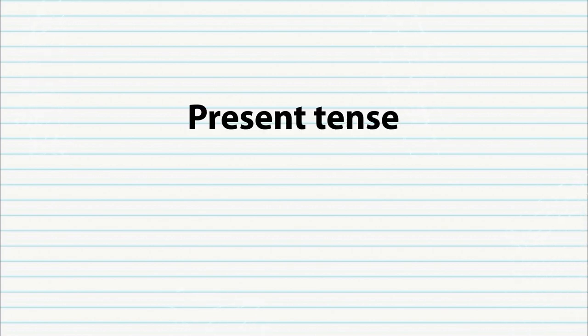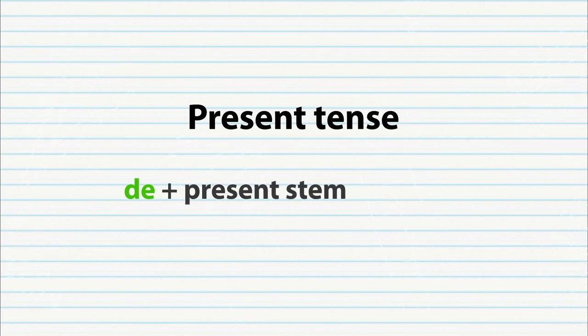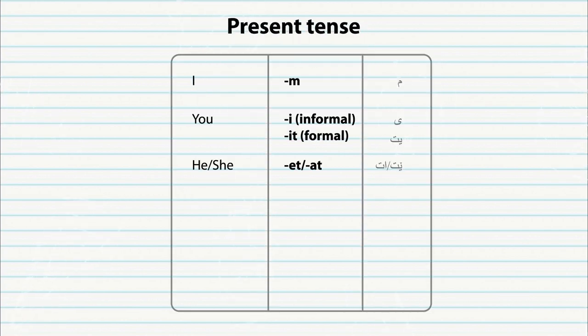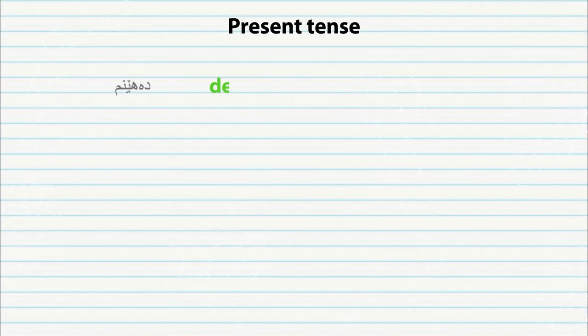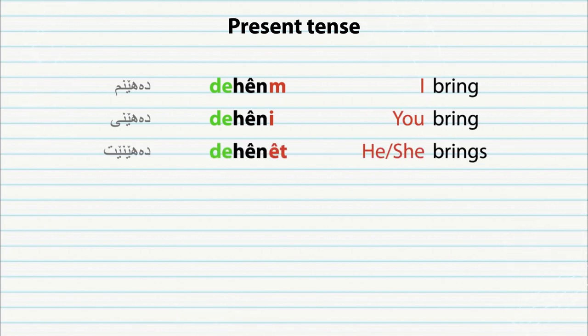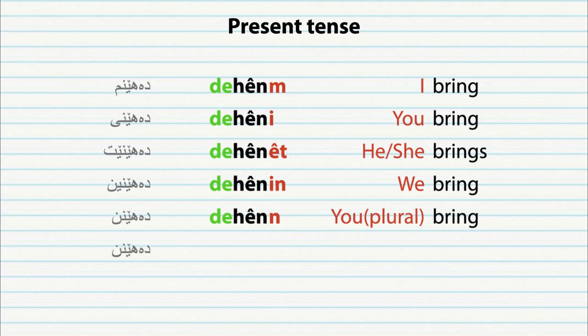Present tense. Present tense is made by adding de plus the present stem plus the personal ending. For example, dehenim, deheni, dehenet, dehenin, dehenin, dehenin.